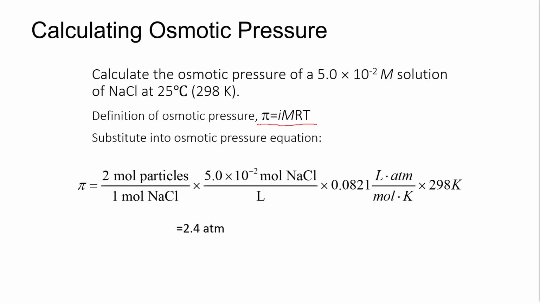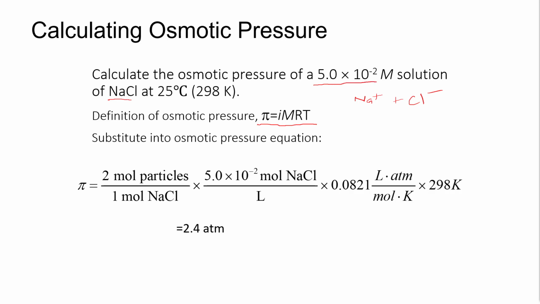Well, the first thing you have to do is, let's figure out what i is. Well, you look at sodium chloride and you go, oh yeah, that's an ionic compound. I know that one for sure. And you know that sodium chloride, when added to water, dissociates into a sodium ion and a chloride ion. So it dissociates into 2 particles. All right. So that's what i is. i is 2. And then you have the molarity.